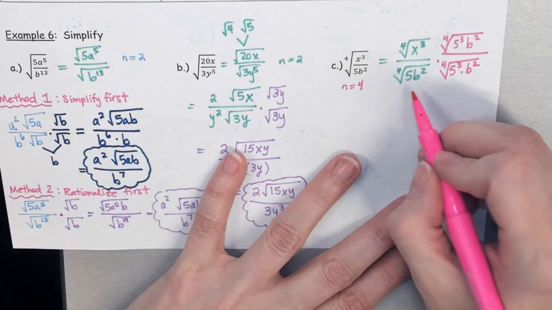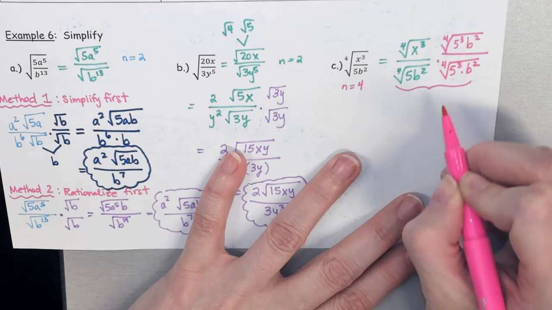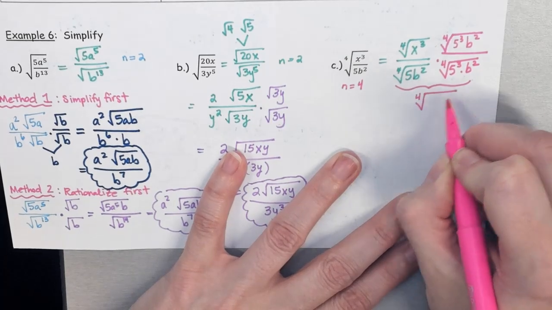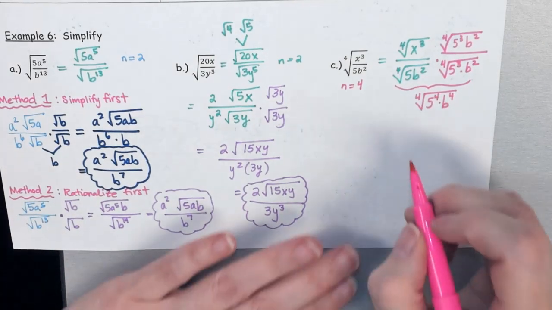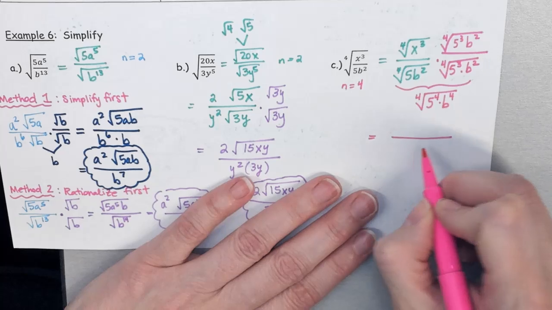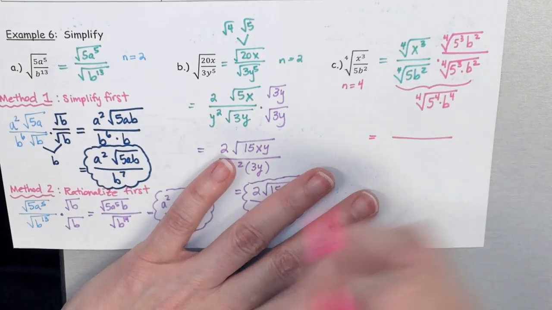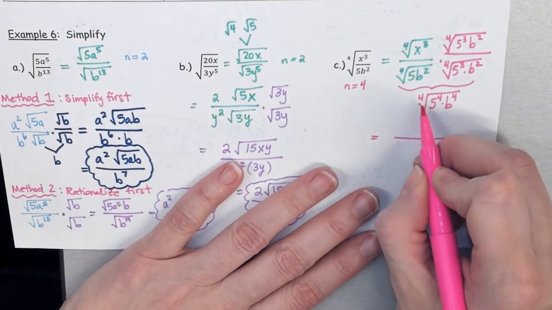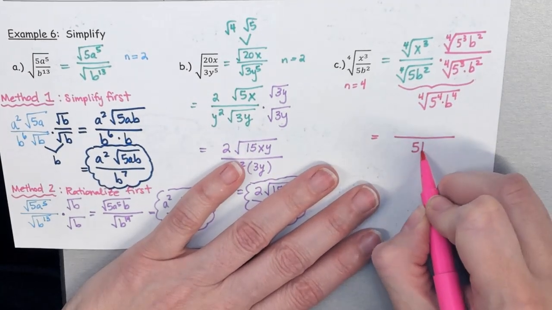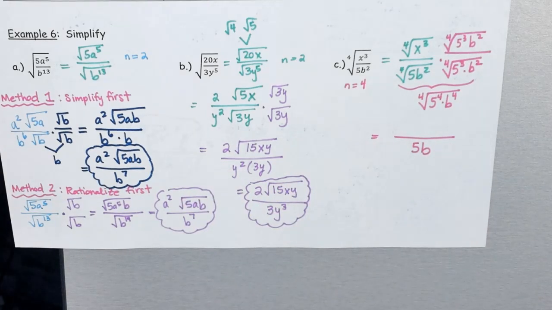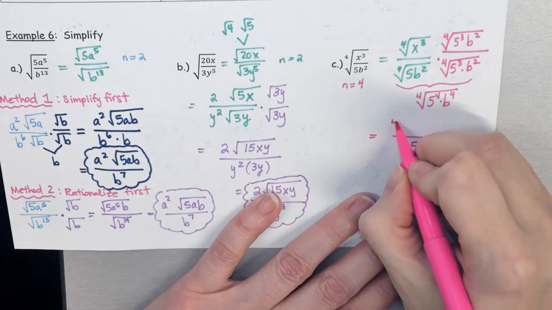Okay, and then again, the reason why you are doing that is so that when you multiply these, you have the 4th root of 5 to the 4th times b to the 4th. That's what allows us to get that denominator without the radical. The 4 and the 4 cancel, and you're left with 5. The 4 and the 4 cancel, and you are left with b. Okay, and then in the numerator, we do have to evaluate 5 to the 3rd, which is what? 125.